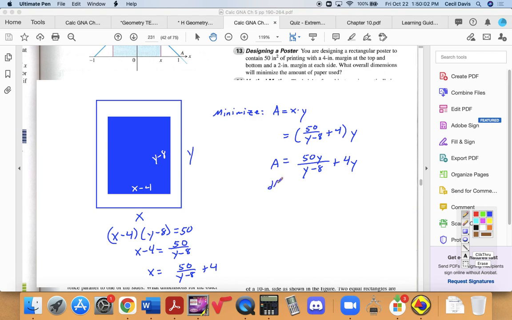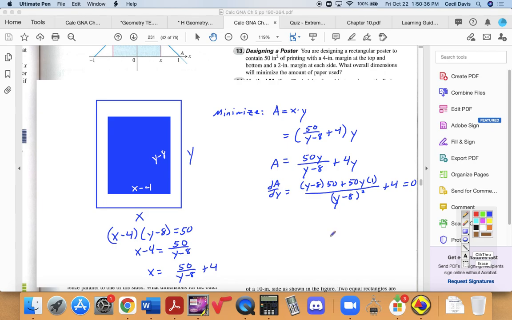So dA/dy. Here we would have to use the quotient rule. So y minus 8 times 50, plus 50y times 1, all over y minus 8 quantity squared, plus 4. We want to set that equal to 0. And at that point, you would just grab your calculator and chuck that into it.